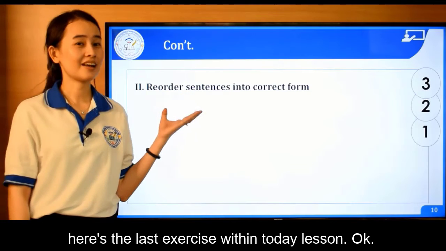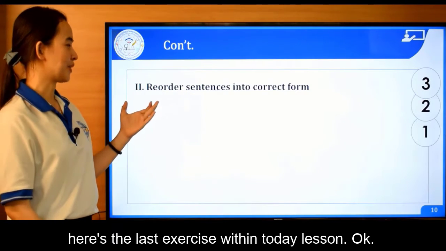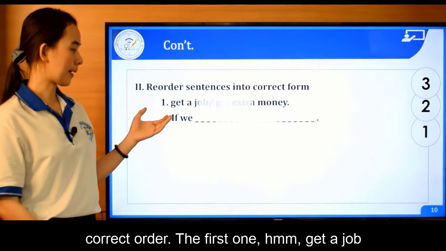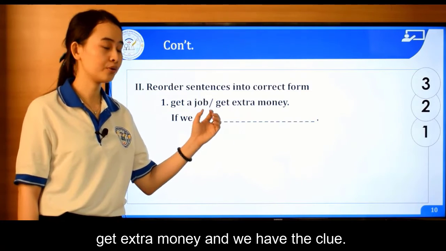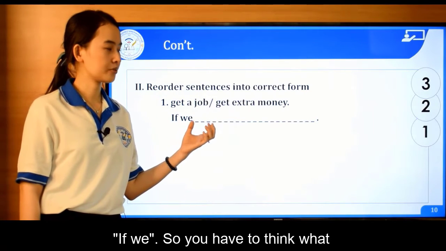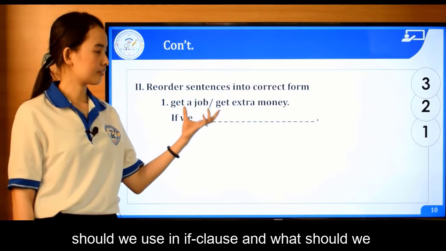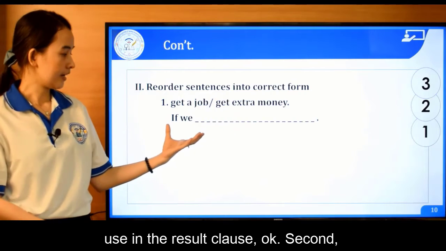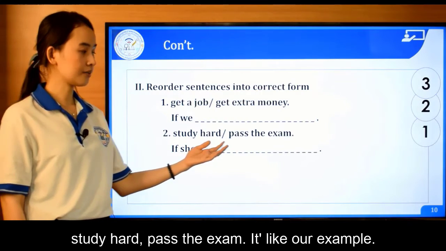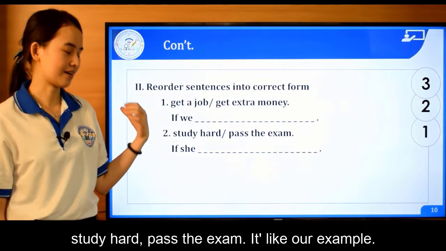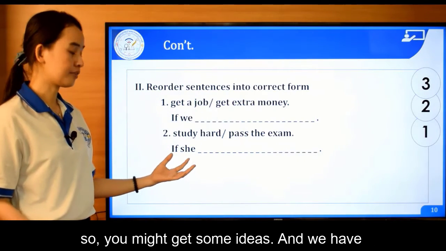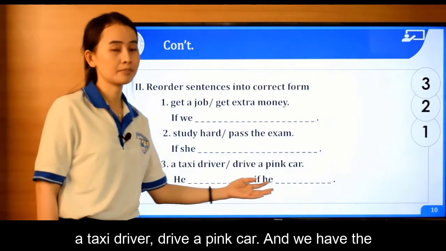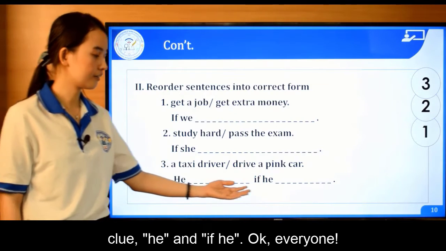Okay, everyone, here's the last exercise within today's lesson. What you have to do is to reorder all the sentences into the correct order. The first one, get a job, get extra money, and we have the clue if we. So you have to think what should we use in the if clause and what should we use in the result clause. Second, study hard, pass the exam. It's like our example, so you might get some idea. And we have the clue if she. The last one, a taxi driver drive a pink car, and we have the clue he and if he.